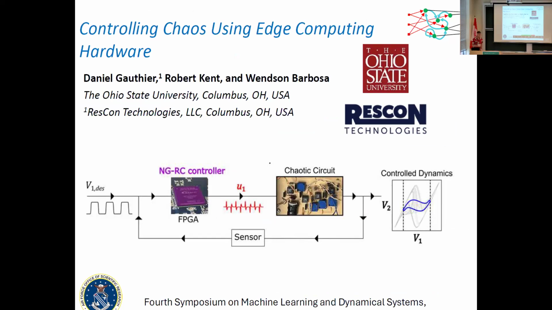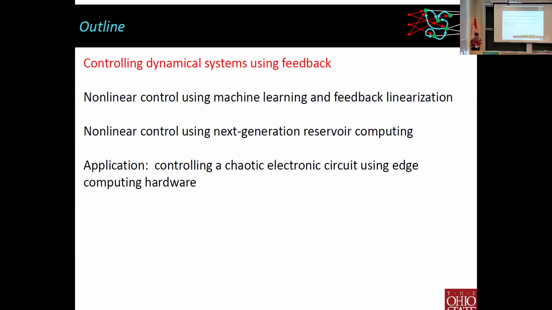So I'll be showing how to use this next generation reservoir computing, which we just heard about in the previous talk, to develop a nonlinear controller to control the dynamics of an experimental system. In this case, it's an electronic circuit that shows chaos. And the idea is that I'm going to have some kind of sensor that measures the dynamics of the circuit. I have some desired behavior that I want the circuit to do. And I'm going to use machine learning to allow me to control arbitrary states in the system.